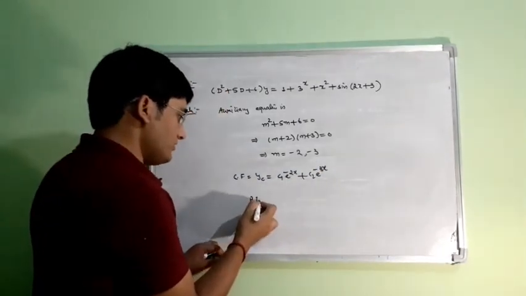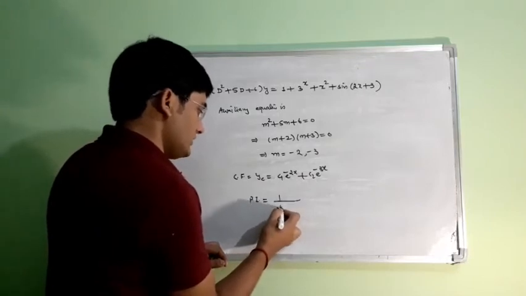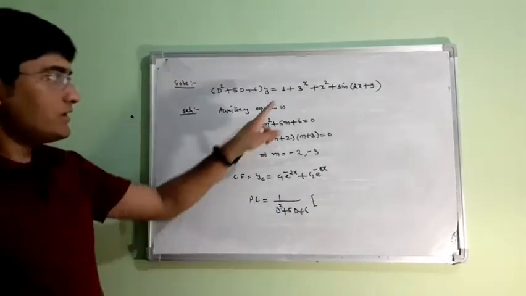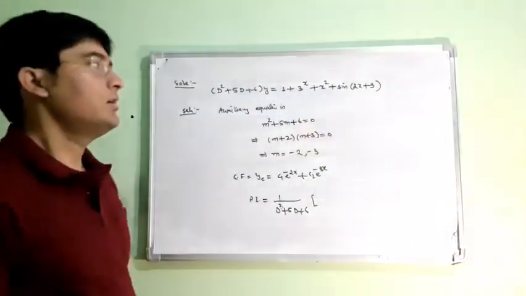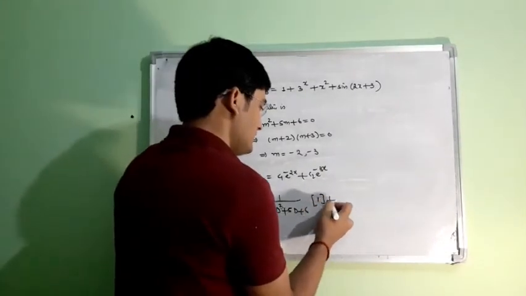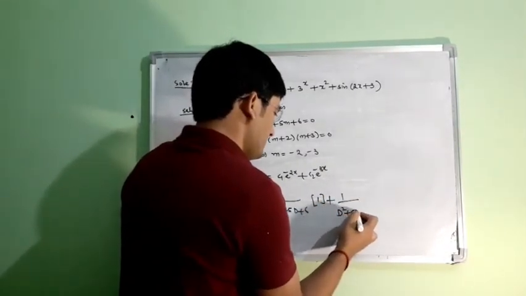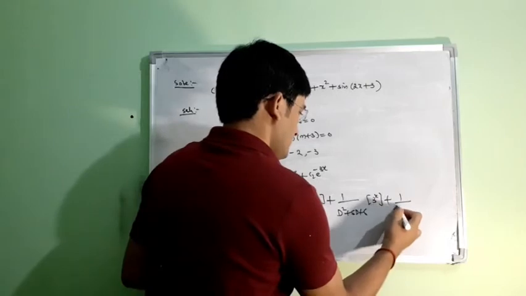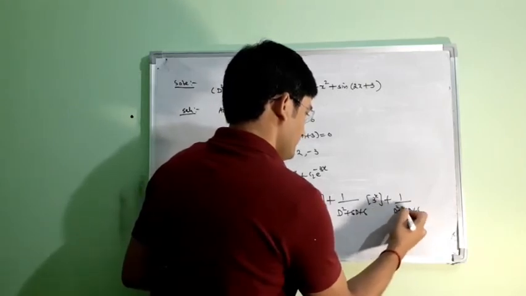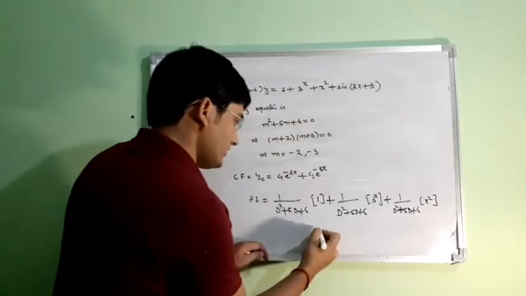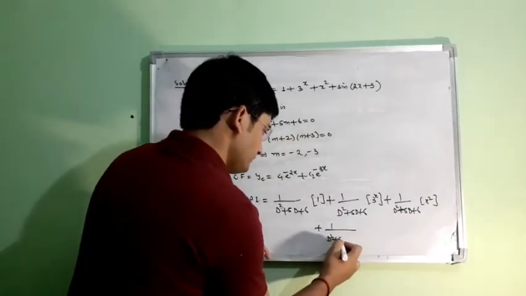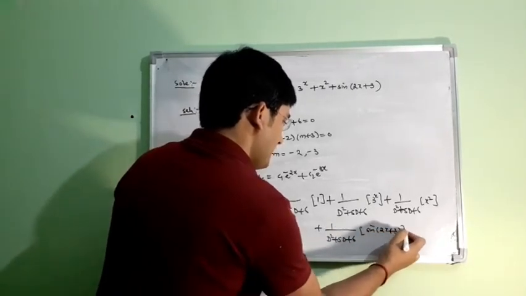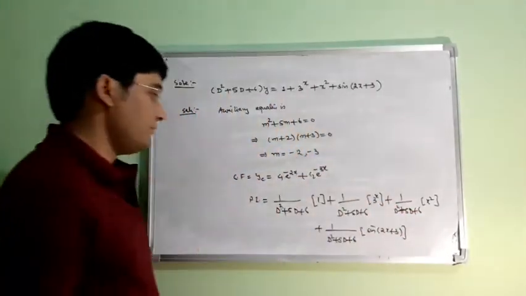Your PI, that means the particular integral, is equal to 1 upon (D square plus 5D plus 6). On the right hand side we have 4 terms, so let us break this particular integral into 4 parts. We can also combine the first and third part, that means 1 and x square. The third term is plus x square, and the fourth one is sin(2x plus 3). So this is your particular integral.